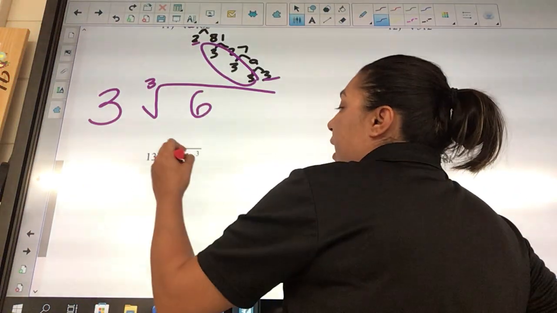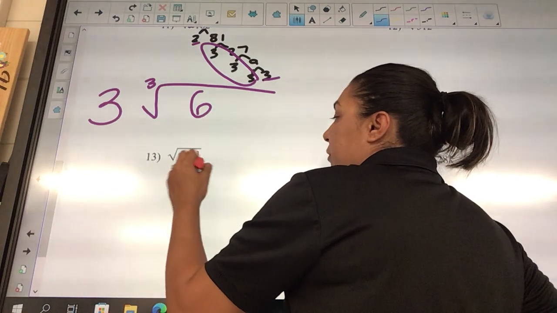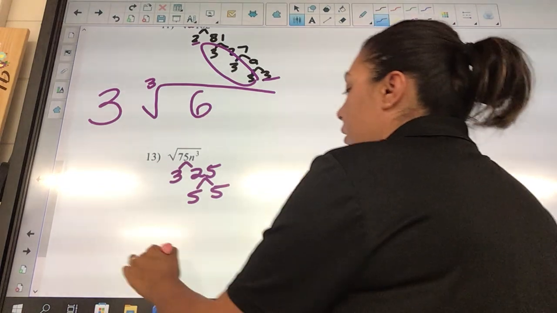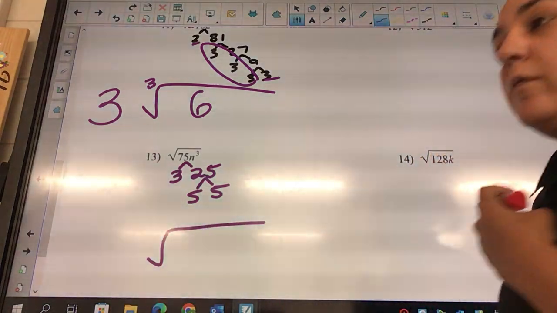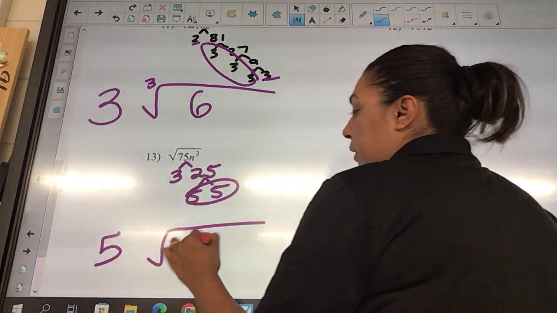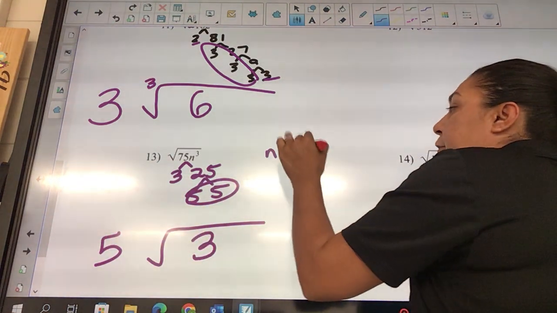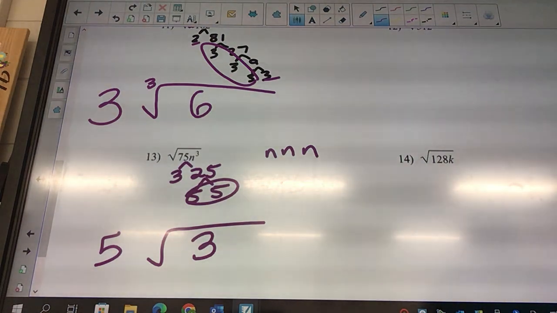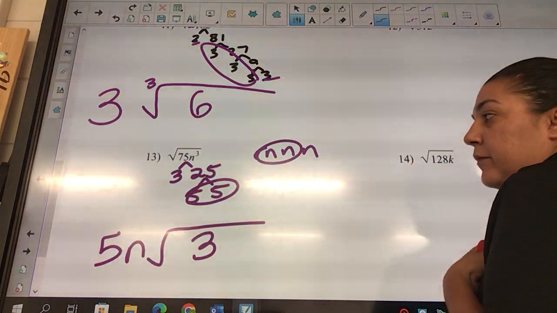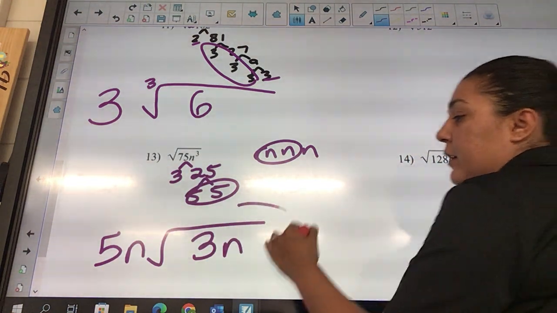Okay, 75. We got 3 and 25. 5 and 5. Who can go? A group of 5s. We're pulling out a 5. Okay, so we got 5 and the 3 left over. And then I have 3 and 5. How many of those guys can go? 1 group. Okay, who cannot go? The 3 and the 5. He's going to go back on the inside.